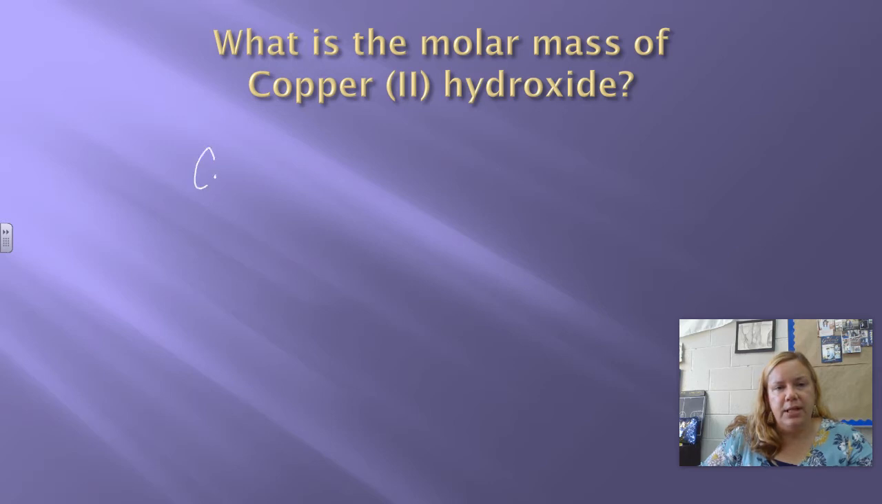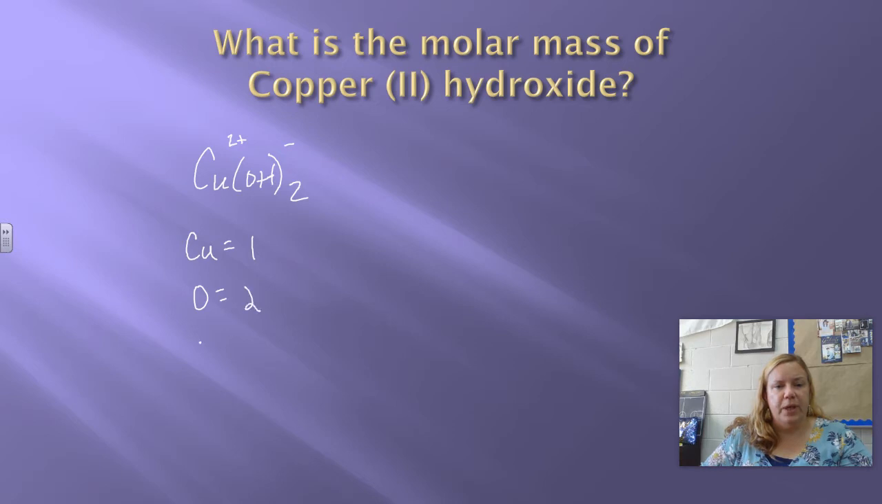So copper hydroxide is Cu, and then we have hydroxide. Since copper has a 2 plus charge and hydroxide has a 1 minus, we have Cu(OH) with a 2 on the outside. The first thing we do is consider how many coppers we have. We have 1 copper. For oxygens, we have 2 oxygens because the 2 is on the outside of the parentheses. And for hydrogens, we have 2 hydrogens as well.